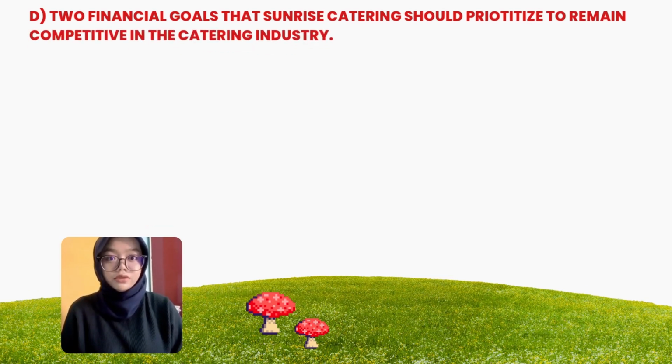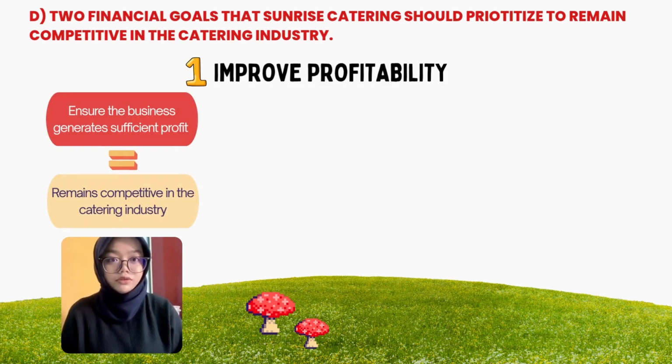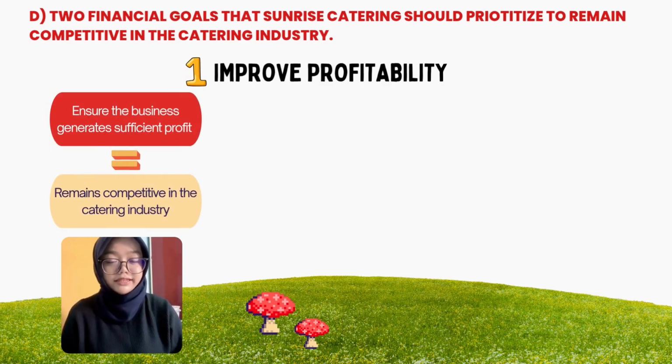The first financial goal that Sunrise Catering should prioritize to remain competitive in the catering industry is to improve profitability. Improving profitability is important because it ensures the company generates sufficient profit to sustain its operation and support future business growth. As Sunrise Catering continues to expand by serving more corporate events and weddings, the company must ensure that its revenue grows faster than its operating costs.